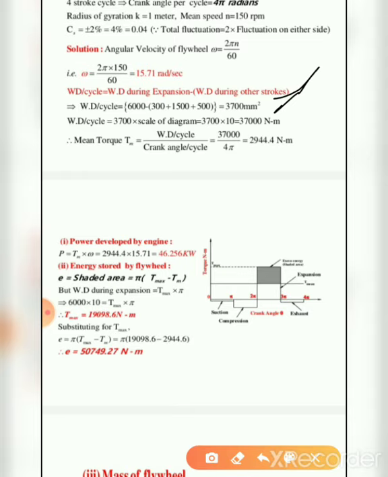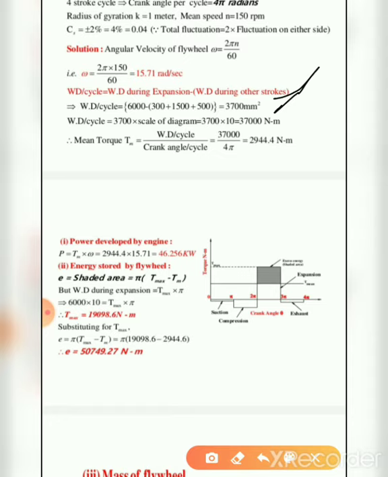Now we have to find the actual work done per cycle. So it is 3700 into the scale of the diagram. The scale was given to you: 10 Newton-meter per mm. Each rectangle represents this, so we are multiplying by 10. So we are getting work done per cycle as 37000 Newton-meter.